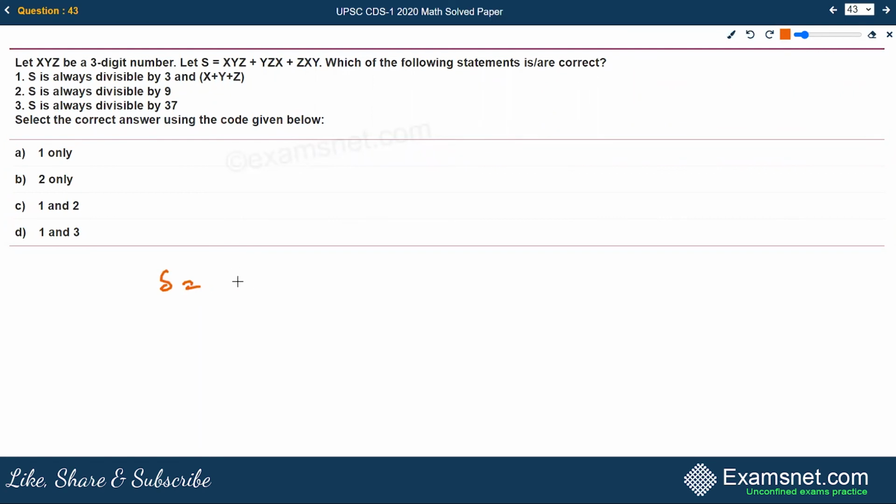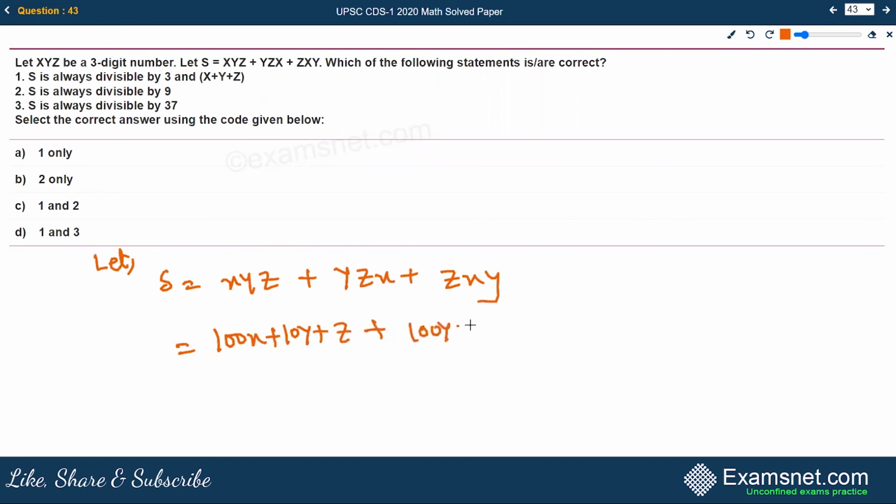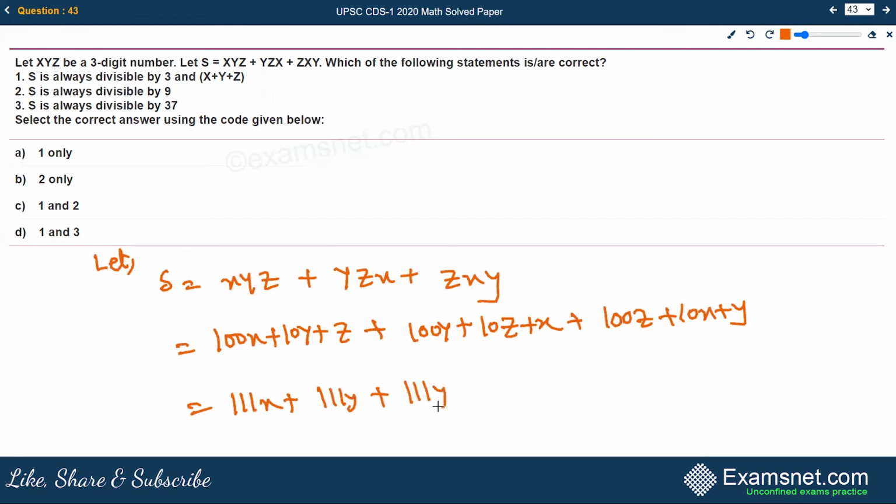So we are given s equals xyz plus yzx plus zxy. Correct. Now I can write these numbers in expanded form. So it will be 100x plus 10y plus z, 100y plus 10z plus x, 100z plus 10x plus y. If I add them, I will get 100 plus 10 plus 1, 111x, 111y, 111z.